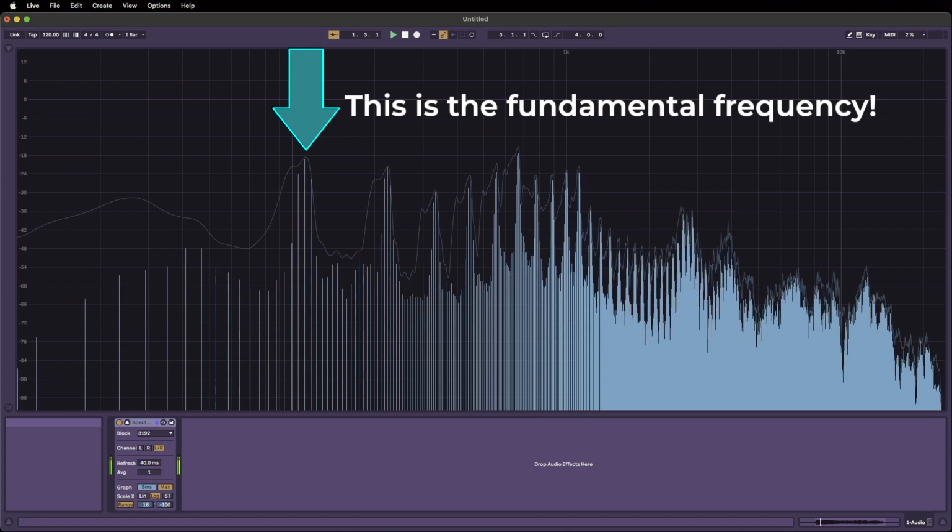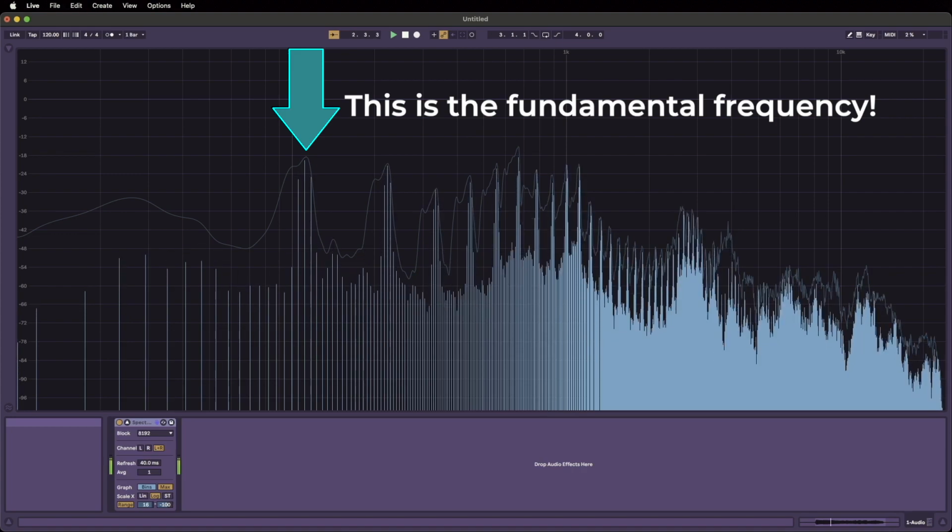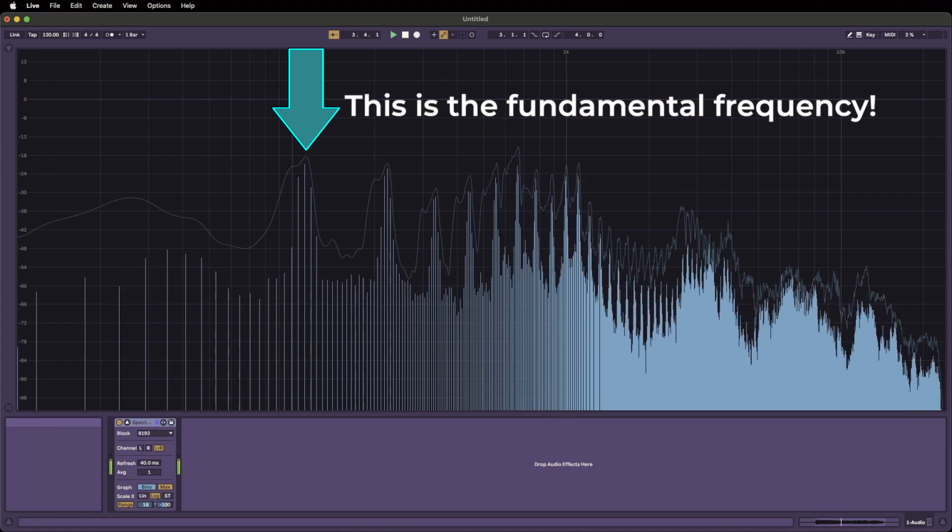The lowest harmonic is called the fundamental because it's the foundation upon which we derive every other harmonic we can see. For most sounds, we can follow a very simple mathematical pattern called the harmonic series. To explain this a little bit better, let me grab a guitar.